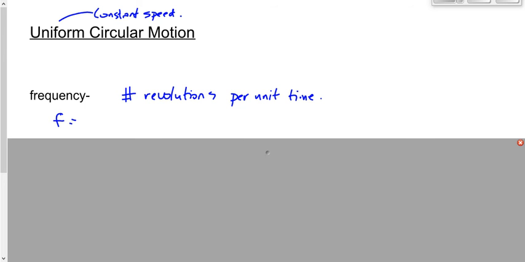The equation that we can describe frequency with would be simply the number of revolutions over the amount of time. When you look at that equation, what do you think the units might be? Seconds and revolutions. Number of revolutions. But we're going to say it opposite to that, right? It's not seconds per revolution. Rather, it's revolution per second. Does that make sense?